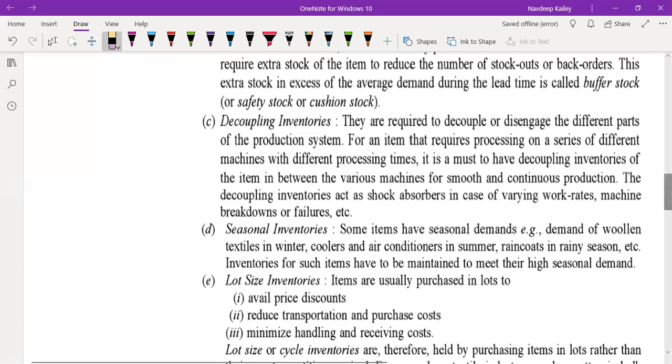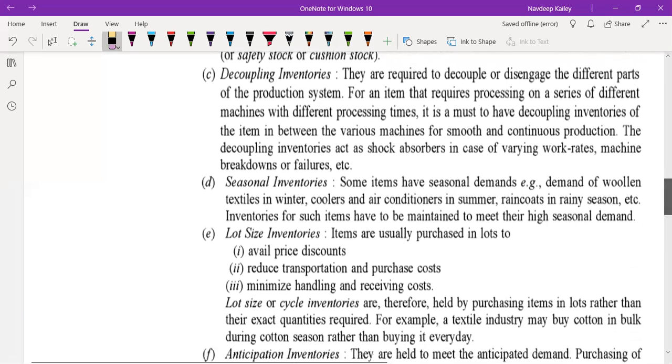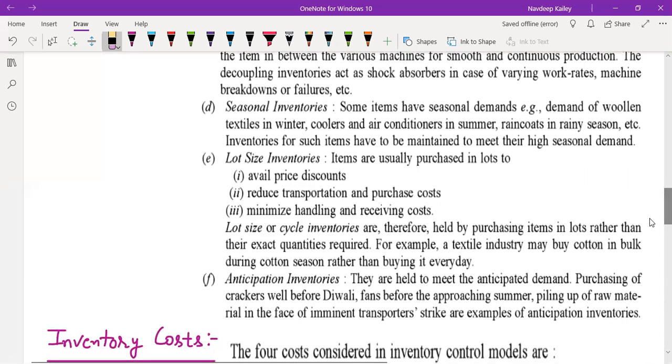And the next is lot size inventories. Items are usually purchased in lots to avail price discounts, reduce transportation and purchase cost, and minimize handling and receiving cost. Lot size or cycle inventories are therefore held by purchasing items in lots rather than their exact quantities required. For example, a textile industry may buy cotton in bulk during cotton season rather than buying it every day.